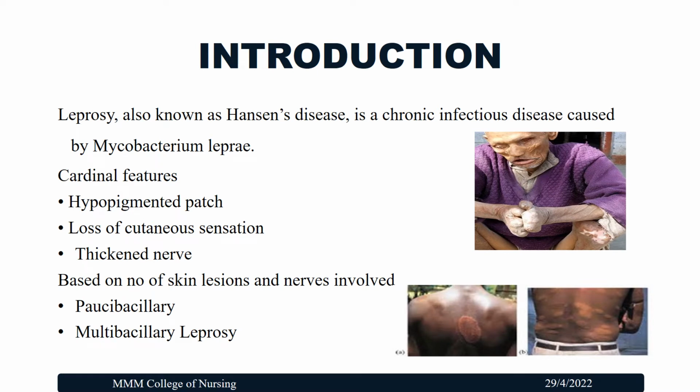Introduction. Leprosy, also known as Hansen disease, is a chronic infectious disease caused by Mycobacterium leprae. The clinical features of leprosy are hypopigmented patch, loss of cutaneous sensation, and thickened nerve. Based on number of skin lesions and nerves involved, it is divided into two types: paucibacillary leprosy and multibacillary leprosy. In paucibacillary leprosy, the skin lesions will be less than 5. In multibacillary leprosy, the skin lesions will be more than 5.